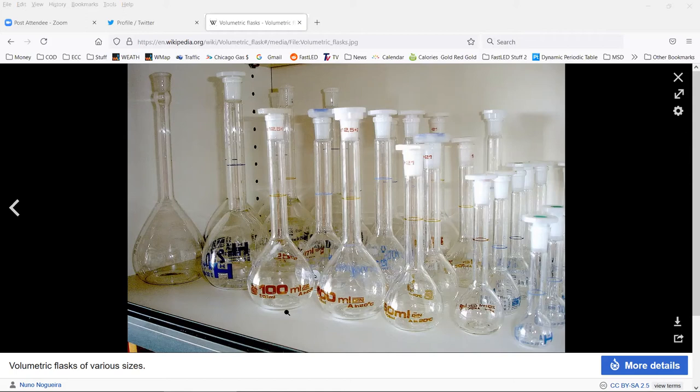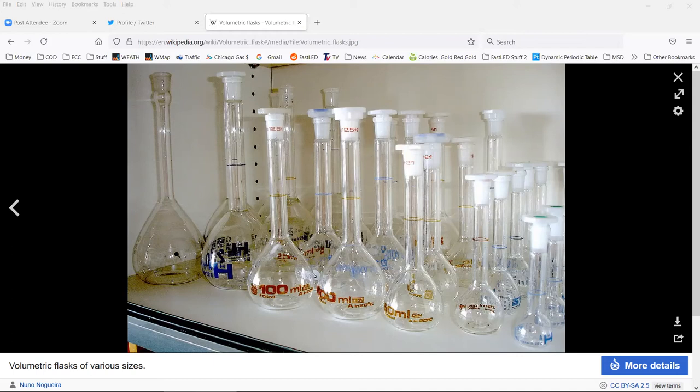If you look at the bottom, it says this one is accurate to plus or minus 0.1 milliliters. That means you can get 4 significant figure accuracy with these. Once you put the water in, if that's your solvent, you put the stopper, that's this plastic thing, on top, and you shake it up back and forth, and that will make your solution.